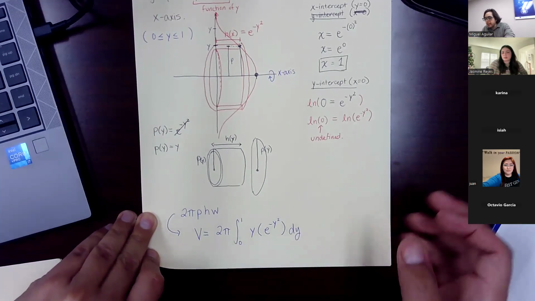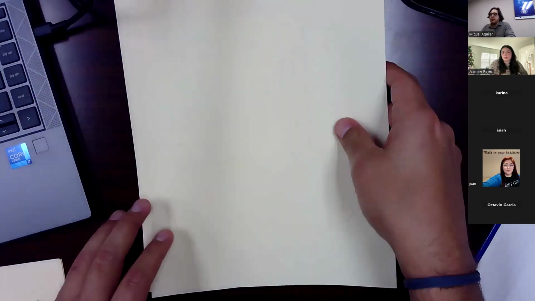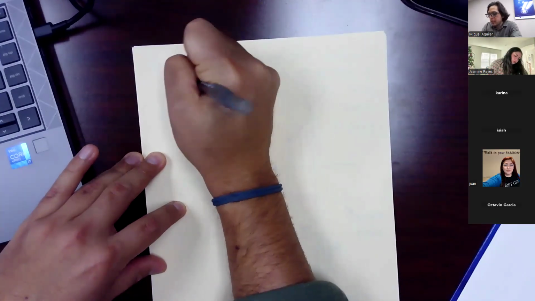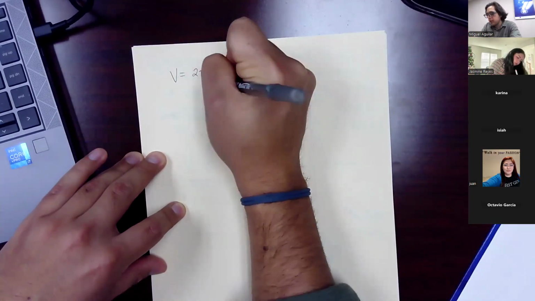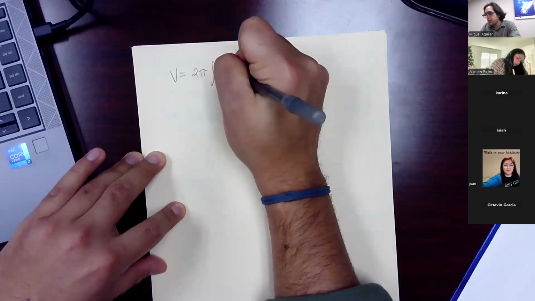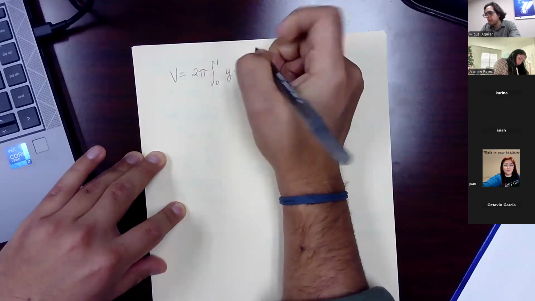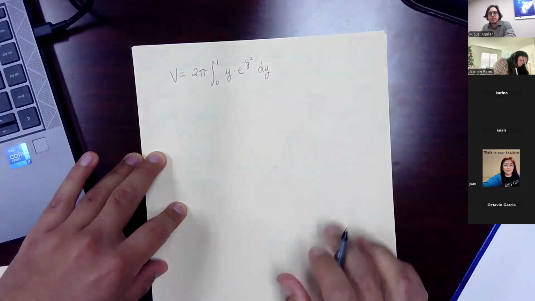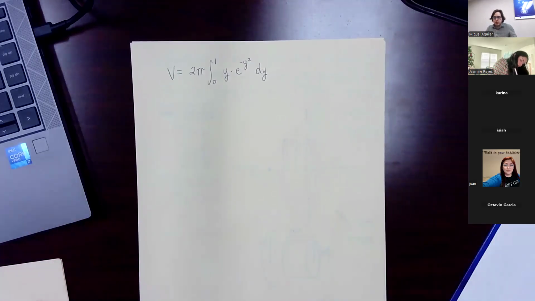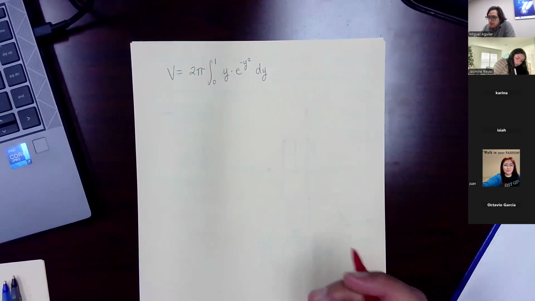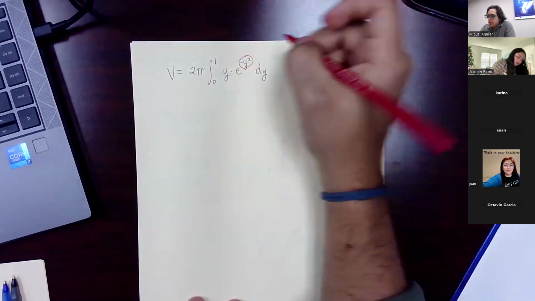Okay, now let's go ahead and take this integral. V is equal to 2 pi, integrating from 0 to 1, and then we said it was y times e to the negative y squared dy, right? So what integration method do you think we have to use here? Yeah, u substitution. So what are you thinking the u is going to be? Yeah, I'm thinking that this is going to be our u.